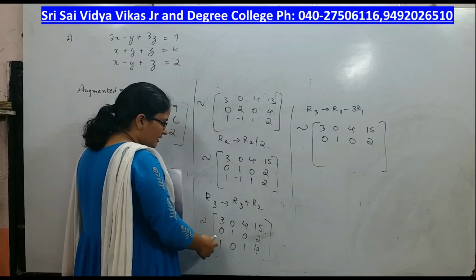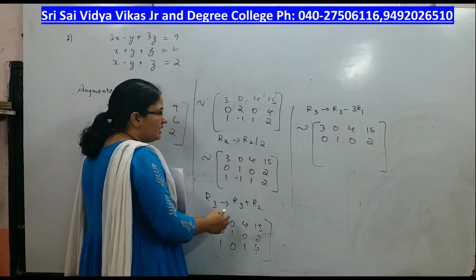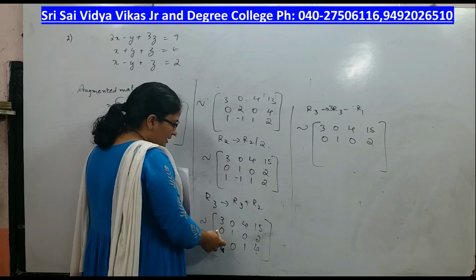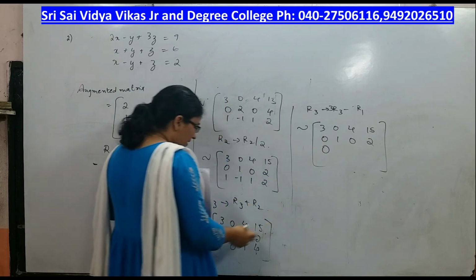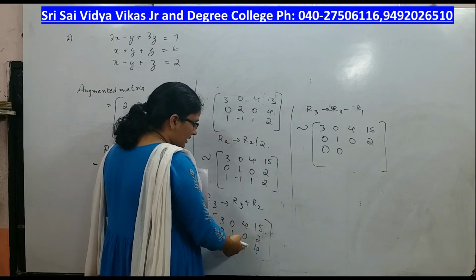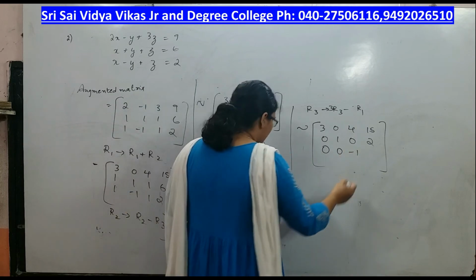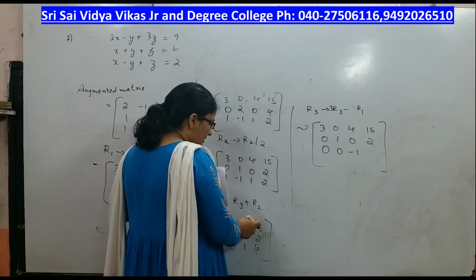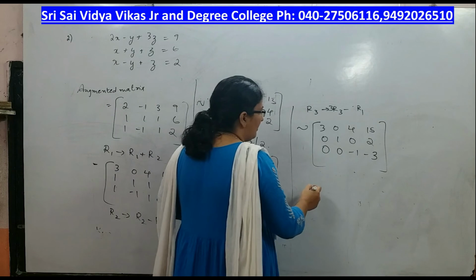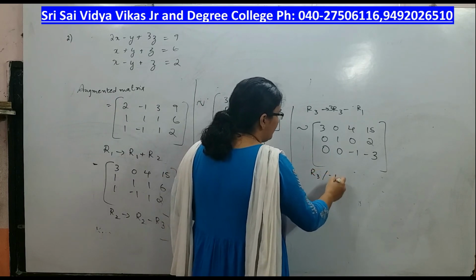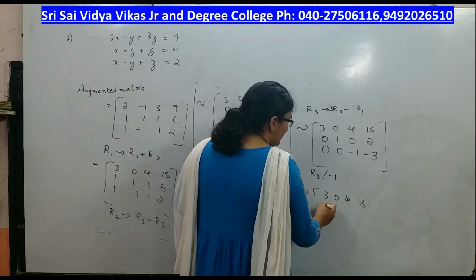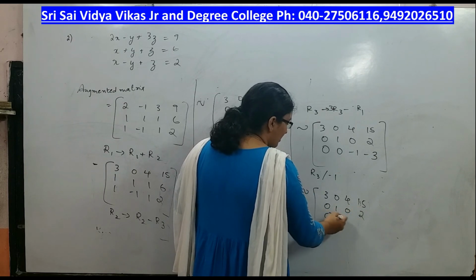3R3 minus R1, so this will be 0, 0. Here you get 1 minus 3, minus 4, minus 1, 4 minus 12, minus 15, minus 3. So here divide R3 by minus 1. What do you get? 3, 0, 4, 15, 0, 1, 0, 2, 0, 0, 1, 3.